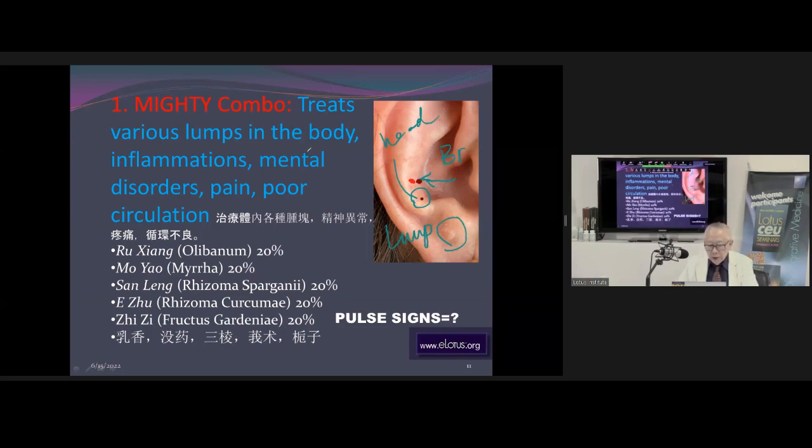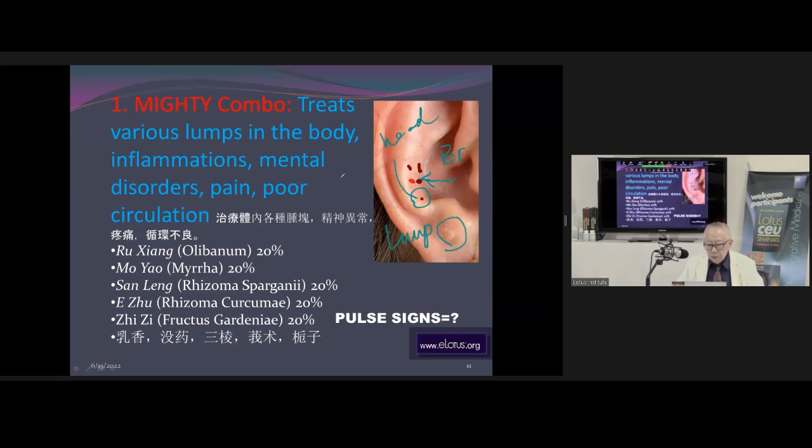Okay? And let me give you a hint. If you see a lady with one ear red and the other ear dark, then that's possible breast cancer. Be careful, huh?